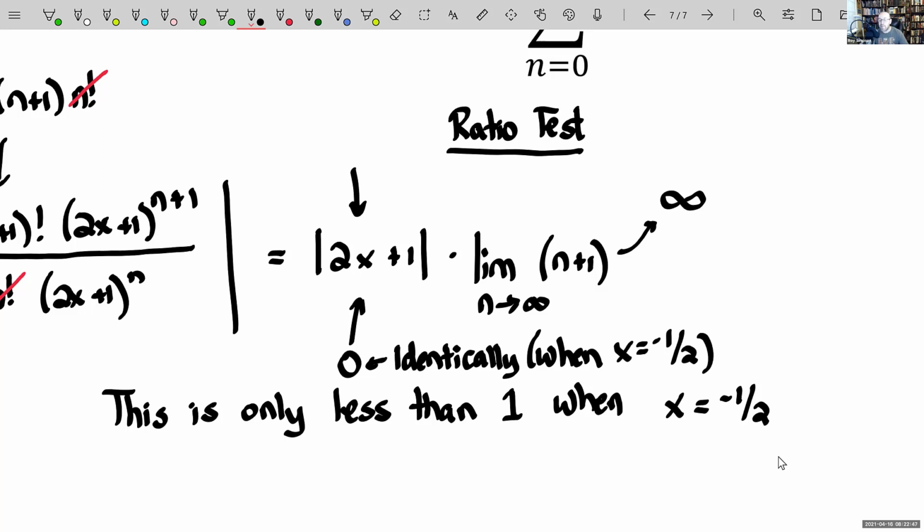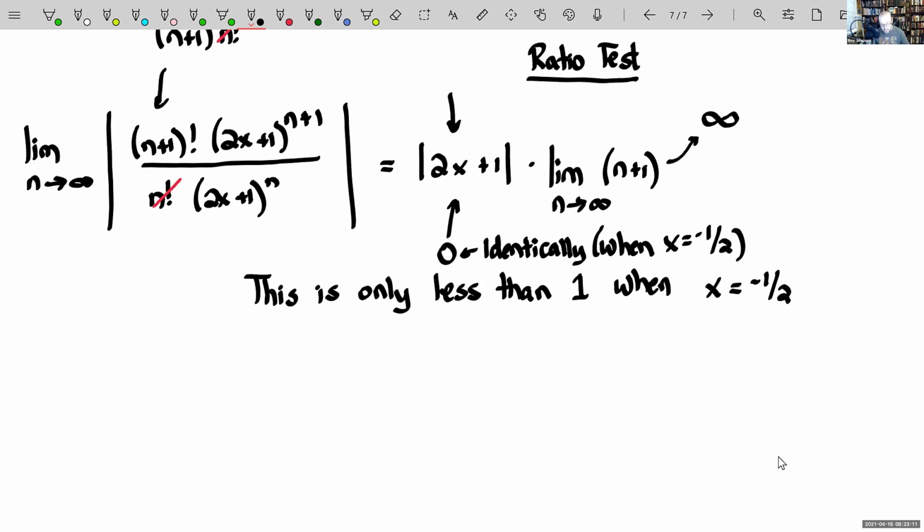And you're multiplying something that's going to infinity, but it's not infinity. But a static 0 times anything is going to be 0. So in this case, because that 0 is not within a limit, it is 0. It's not approaching, it is 0. And so we know that the only time that that limit is going to be less than 1 is when x is equal to negative 1/2.